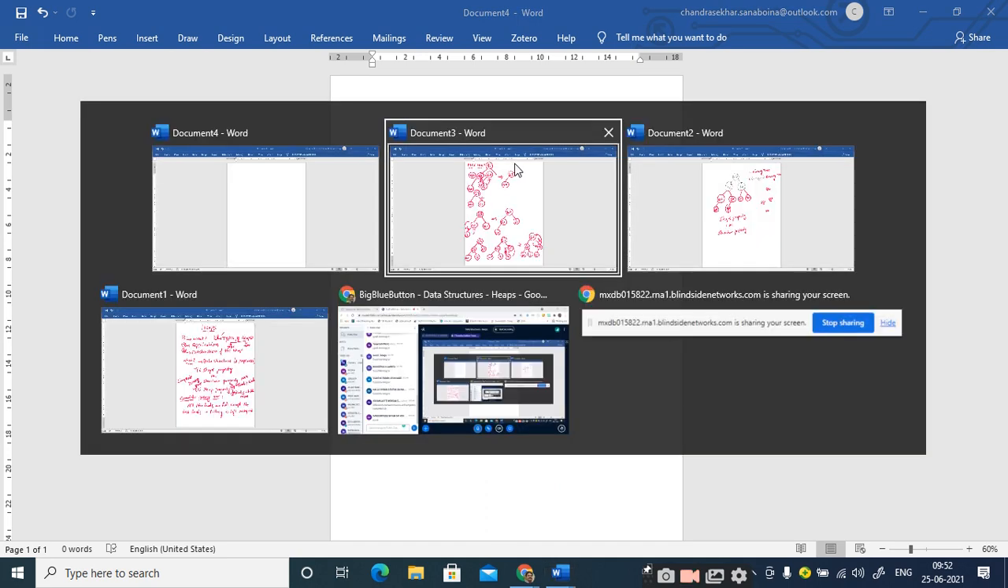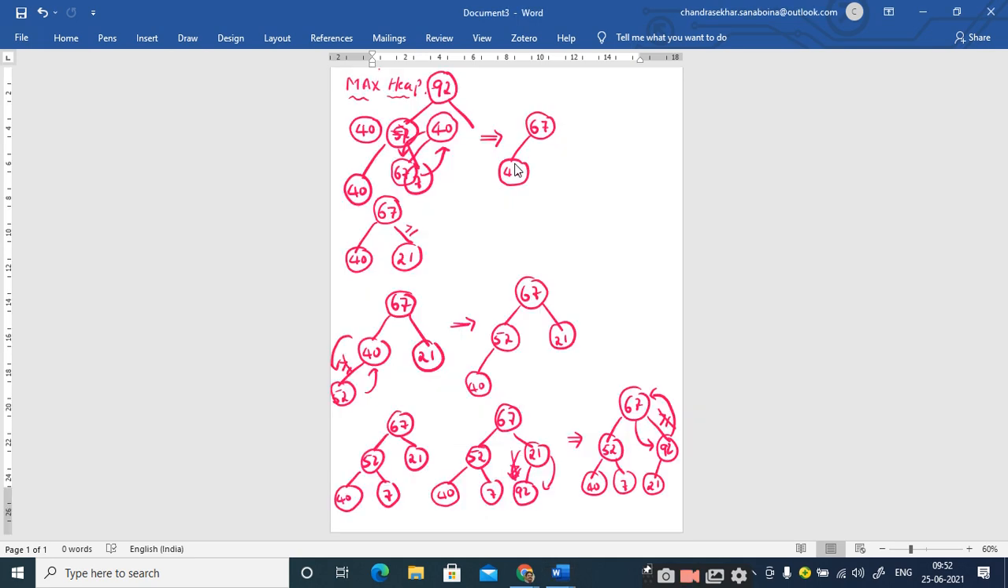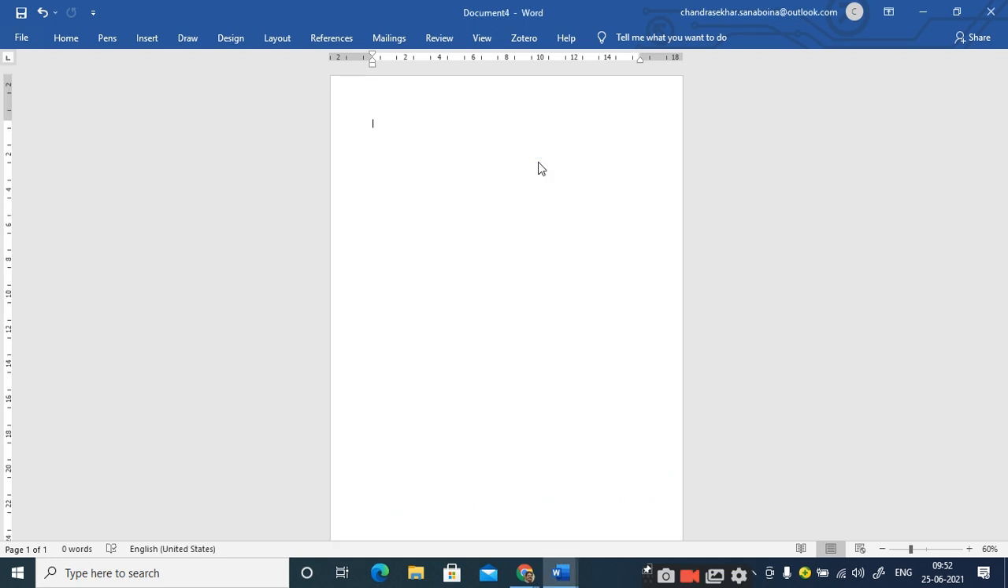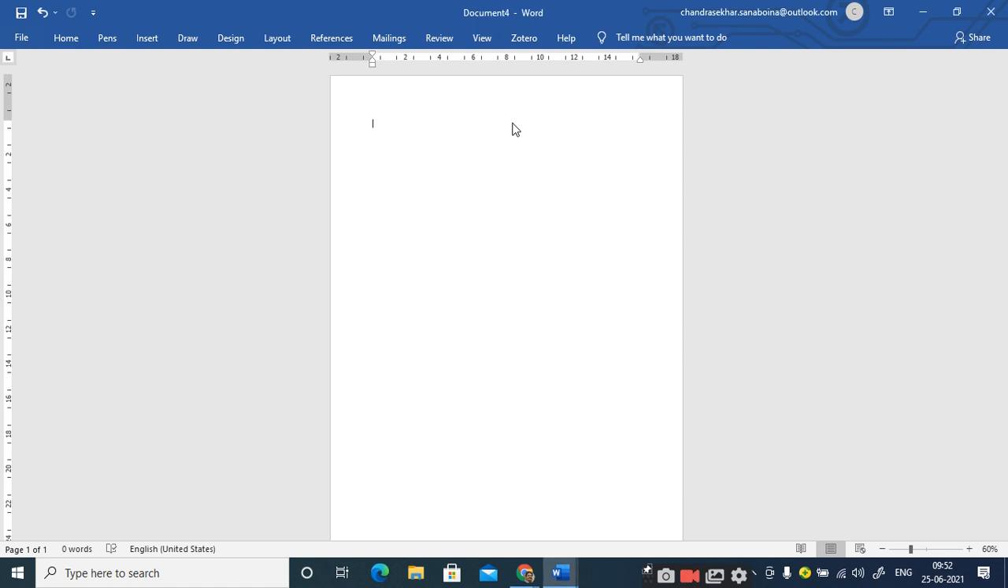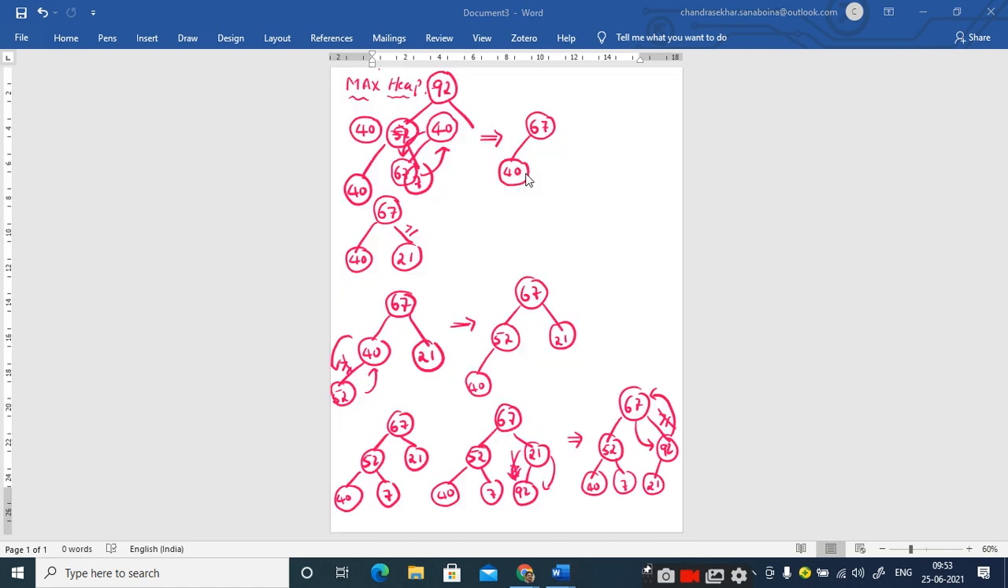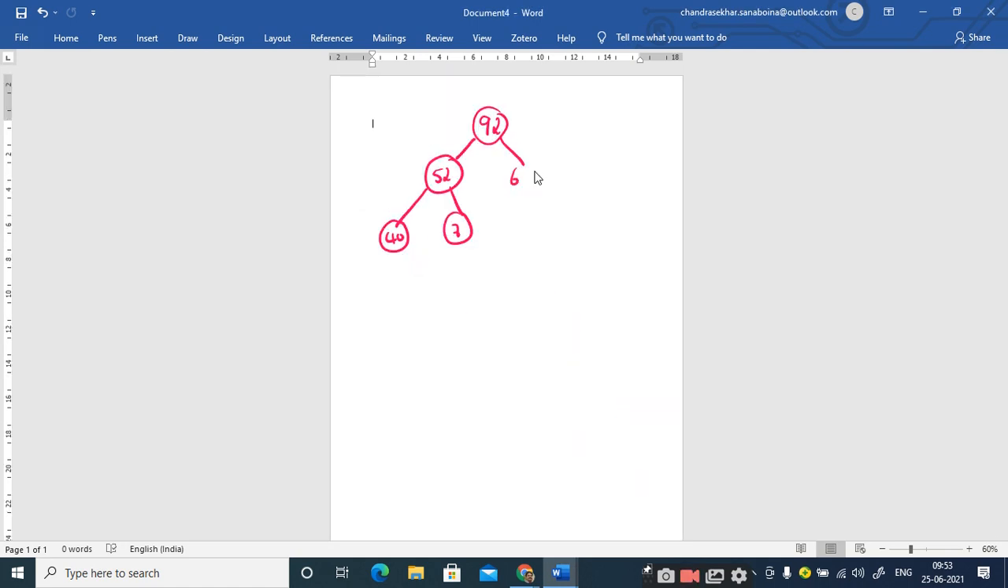What happened to this one? The left child of 92 is 52, the left child is 40 and the right child is 7. What is the right child here? It is 67, and here it is 21. Right. Now you continue the same process.